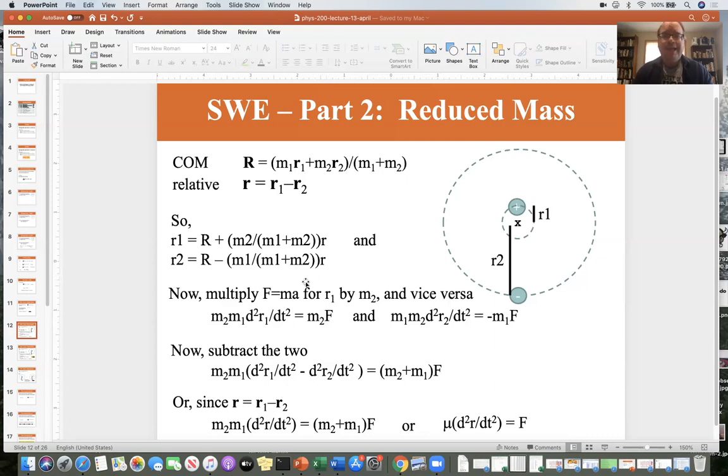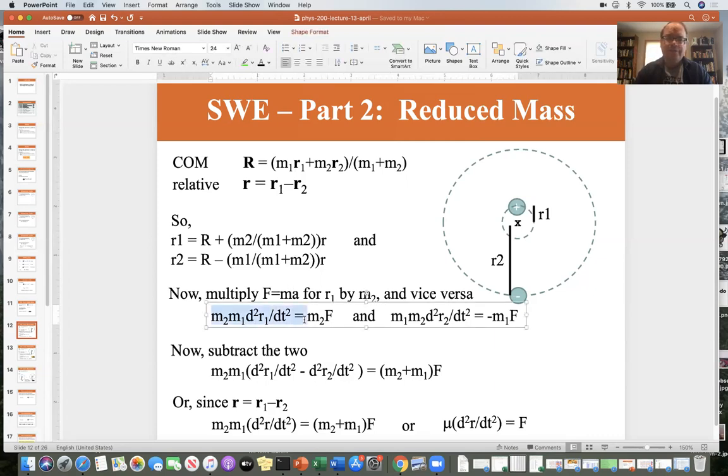Now, if we take F equals ma for each object, and we take object number 1's F equals ma and multiply by mass 2, we get this expression. Notice here, this is ma for object 1, m1 times its second derivative is equal to F. We then multiply both sides by m2. We do the same thing for object 2 and multiply by m1. Here's m2 a2 is equal to F.